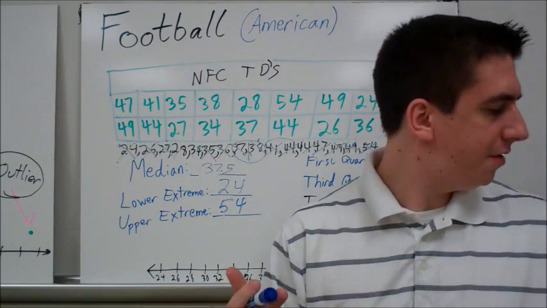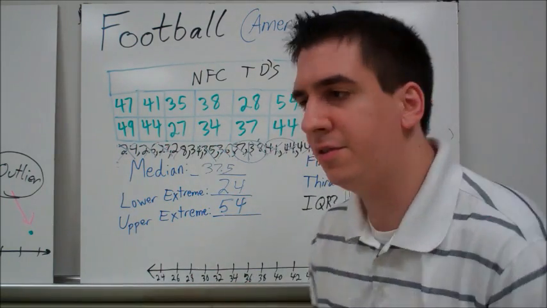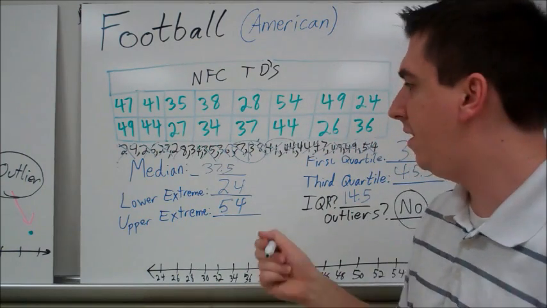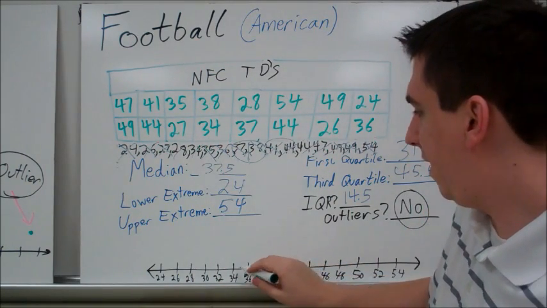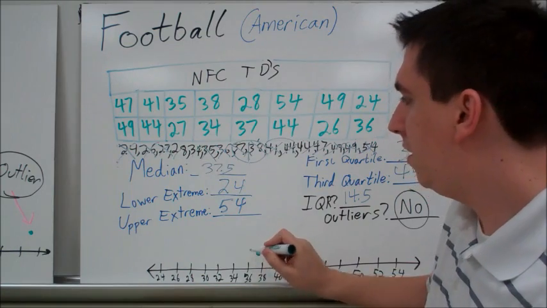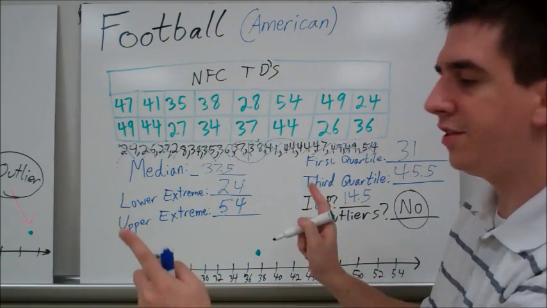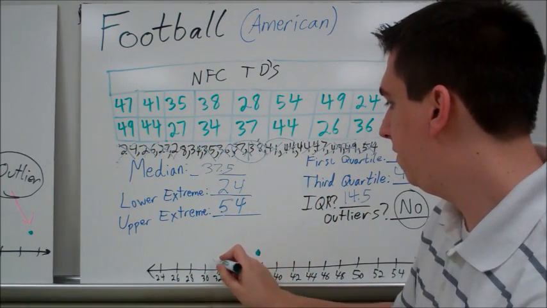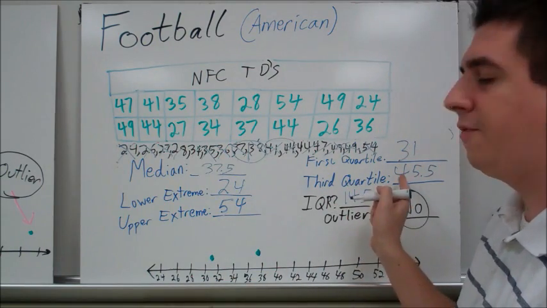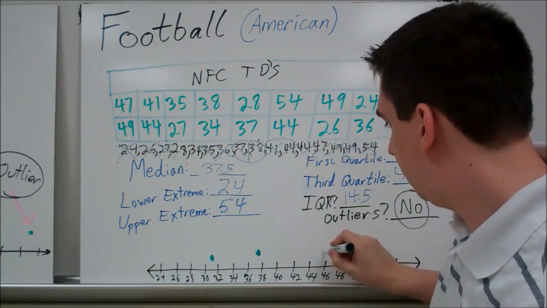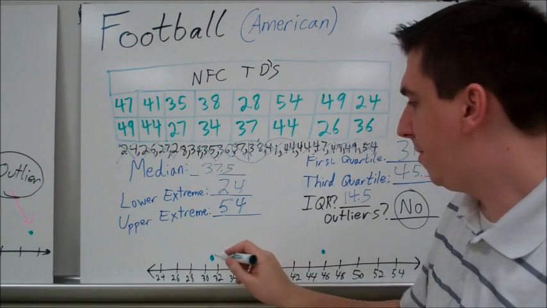Let's go ahead and graph the points that we need here to make a box and whiskers plot, or a box plot. We have our median at 37 and a half. And then we need our quartiles, 31, 45 and a half. And that's where we're going to make our box.